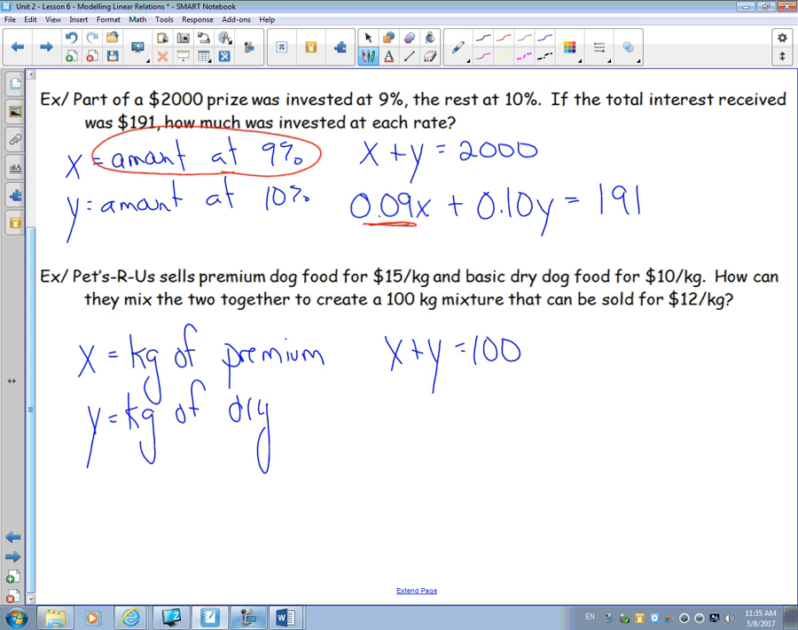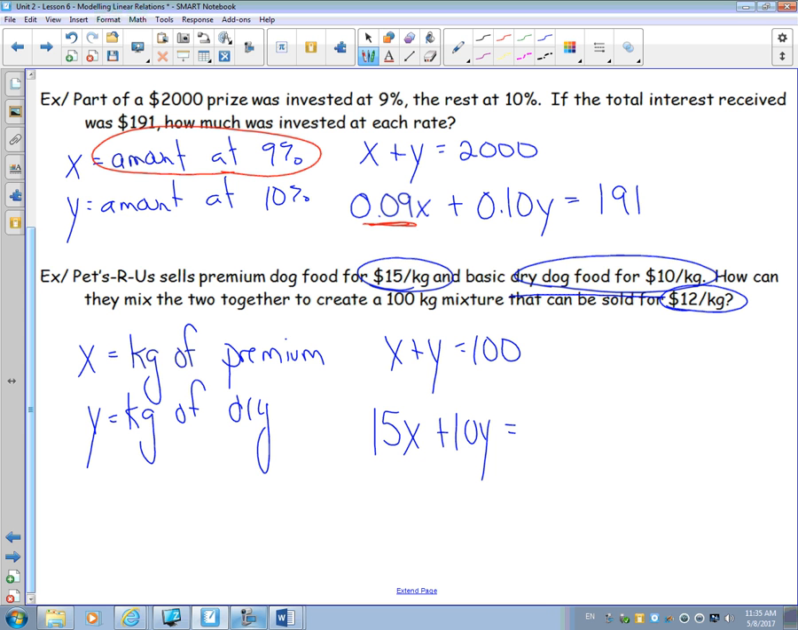I also know that the value of a premium kilogram is worth $15. So it's 15 for every kilogram I have. I know the dry dog food's worth $10 for every kilogram that I have. And I know that my overall mixture is $12 for every kilogram that I have.